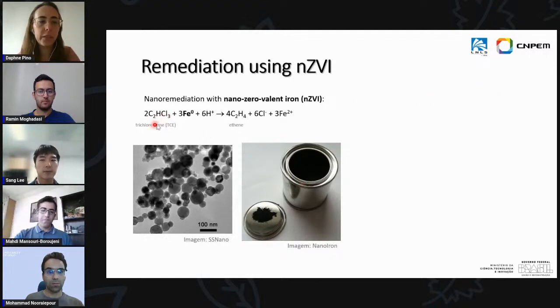So here is an example of a reaction of a solvent. This is a very used industrial solvent. It can be used for cleaning metal parts. So it's used in many types of industries. It's also used for dry cleaning, for example. So it's a very common contamination in urban sites. What has been shown over the past 20 years is that this type of solvent reacts very well with nanoparticles of zero valent iron. And that's the reaction that you see here.